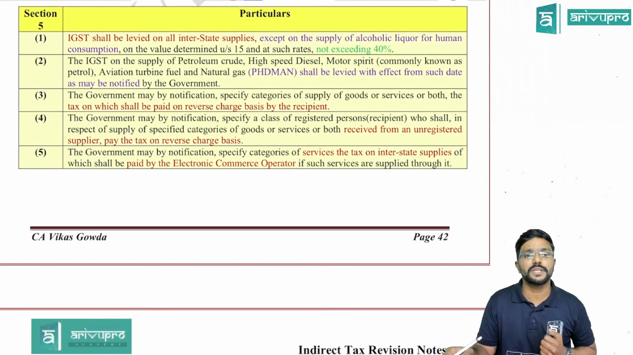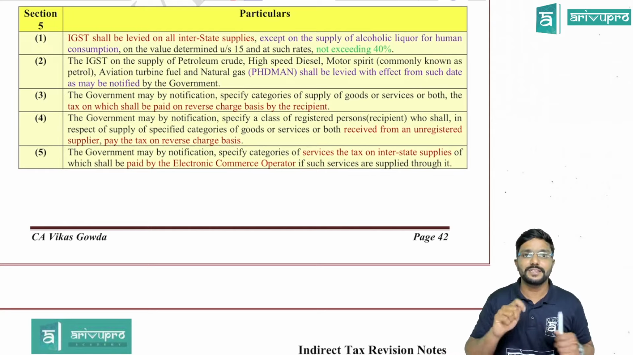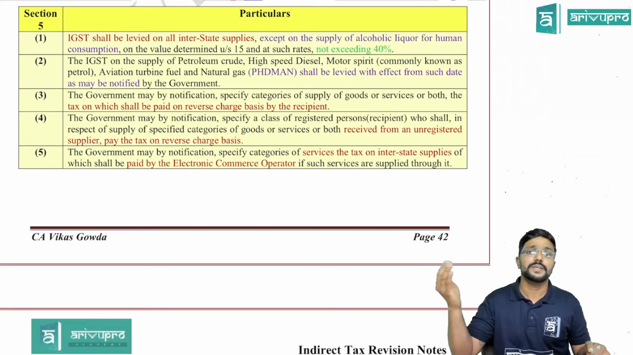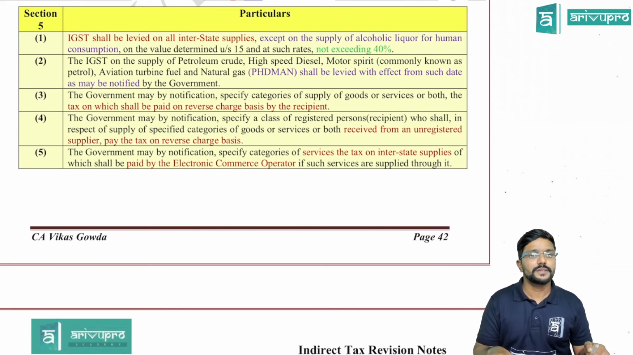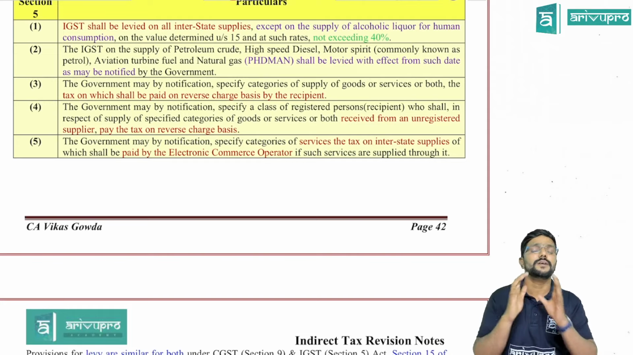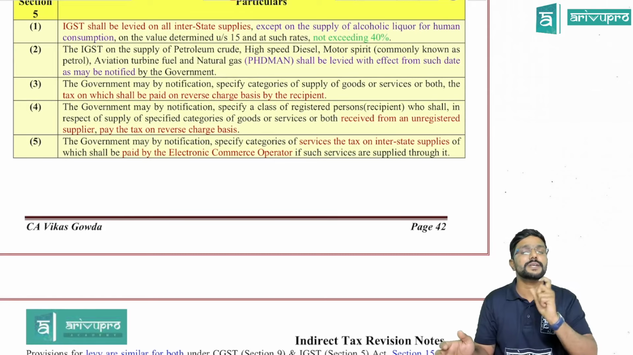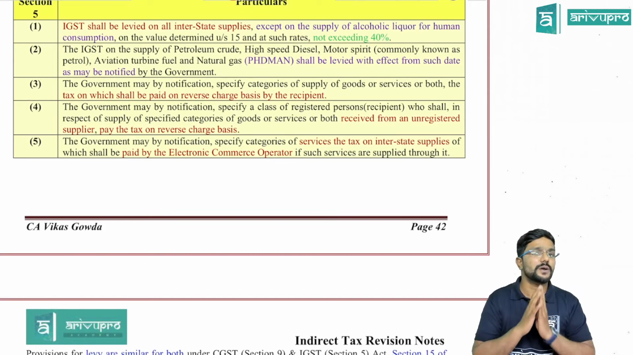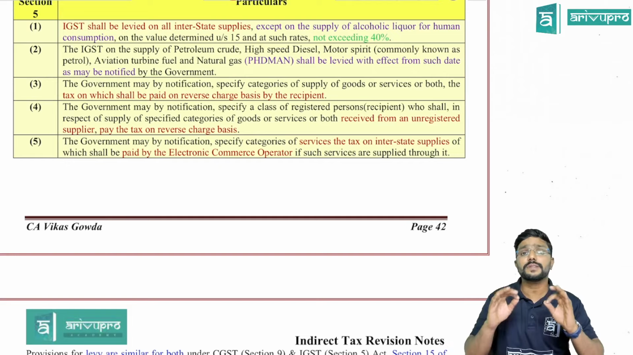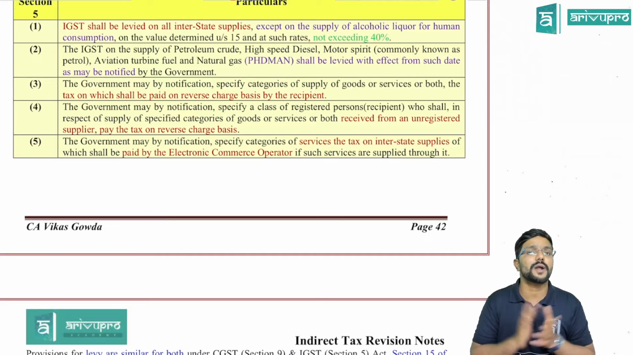Then coming to subsection 3, here the tax will be paid by the recipient as notified by the government. Means section 5 subsection 3 gives power to the government to notify certain goods or services on which the tax will be paid by the recipient. Then coming to subsection 4, this provision gives power to the government to notify when the supplier is unregistered but the recipient is registered, the tax has to be paid by the recipient. But all scenarios are not covered. The government has notified only a few transactions on which the recipient will be paying tax under reverse charge mechanism. Sir, which are those scenarios is not a part of your syllabus.